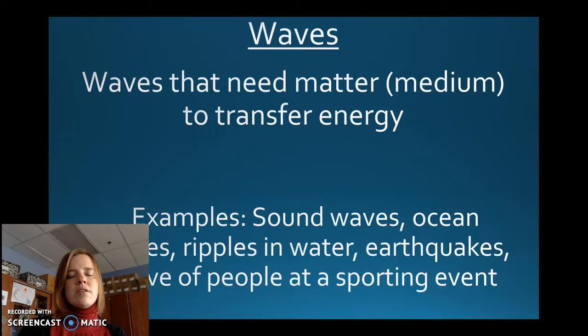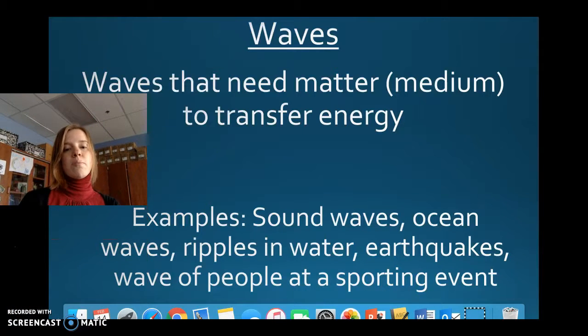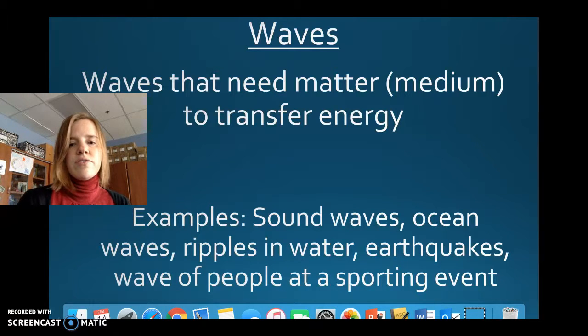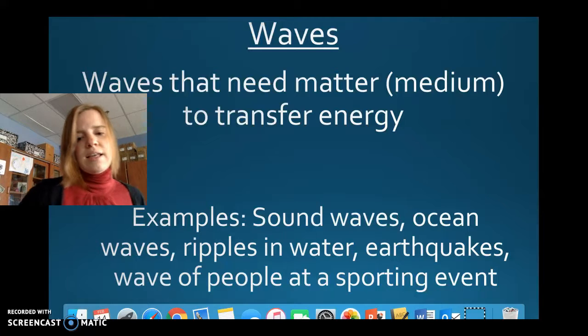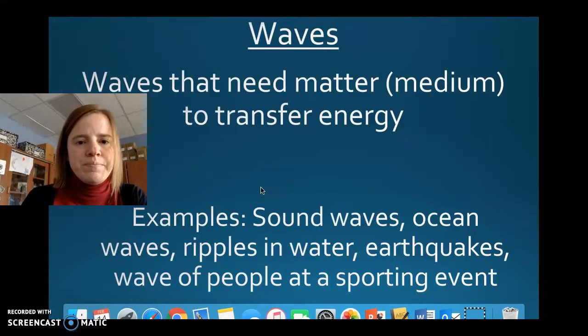The first kind of waves, and this is going to go in your notebook as well, we have transverse or mechanical waves. So just write down the definition of transverse waves. They're waves that need matter or a medium to transfer that energy. So we talked a little bit about types of energy and how some energy can travel without matter. Well, transverse waves need matter. And examples of those are sound waves, ocean waves, ripples in water, earthquakes, and waves of people at sporting events. So just write down a couple of these examples to help you remember what mechanical or transverse waves are.